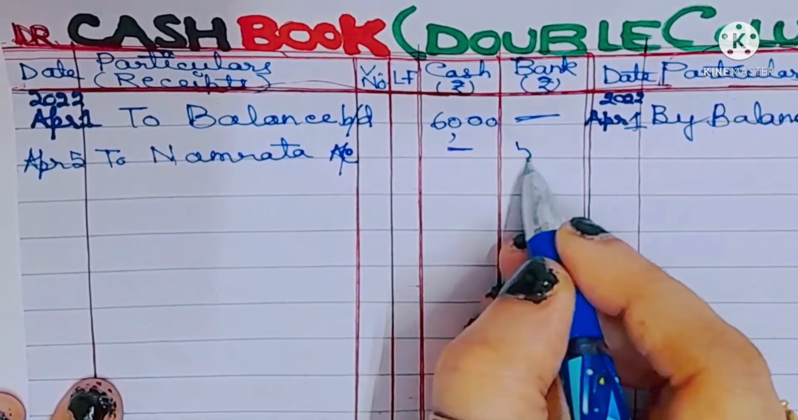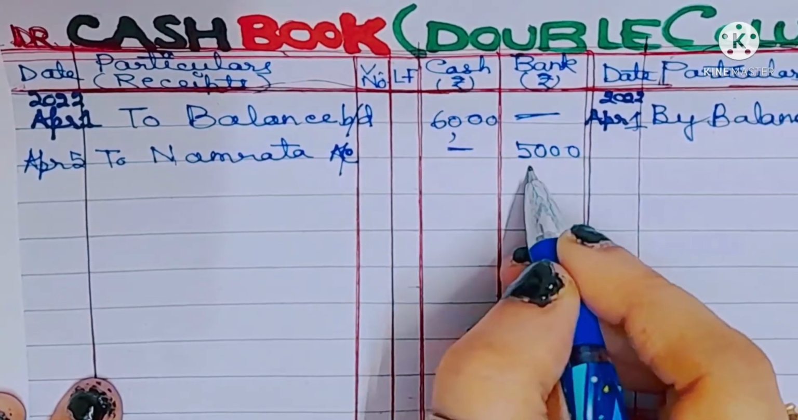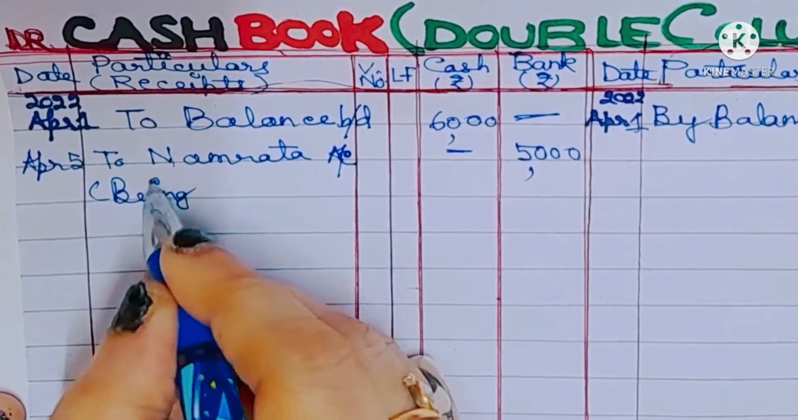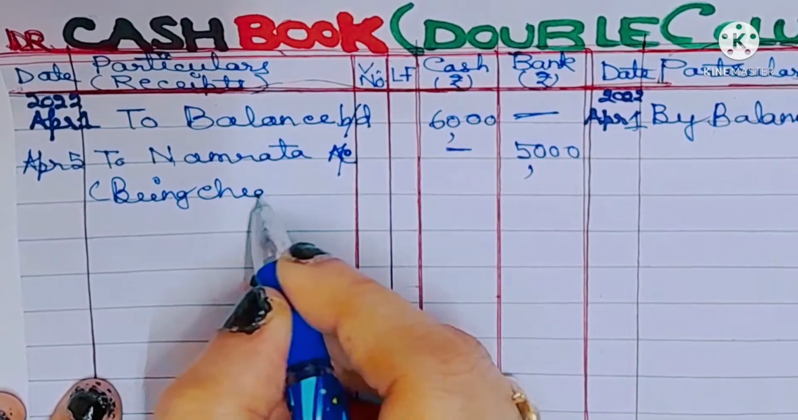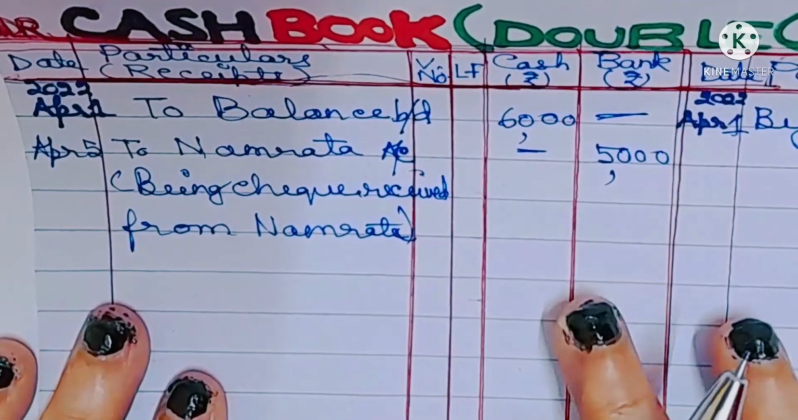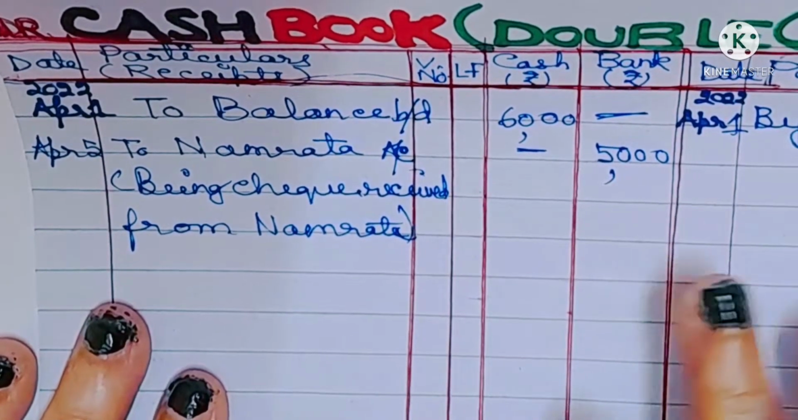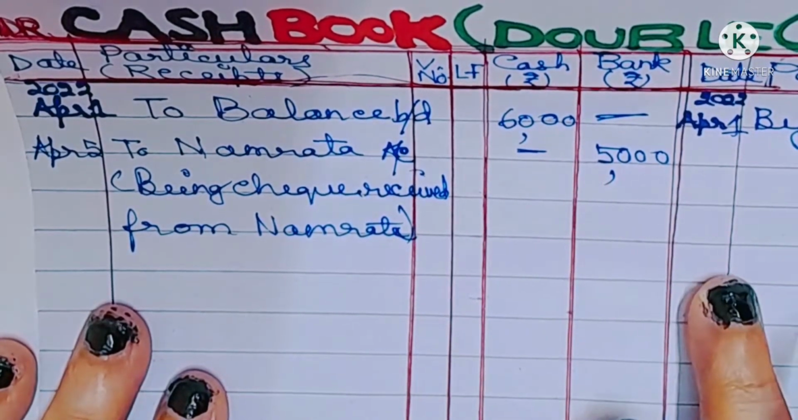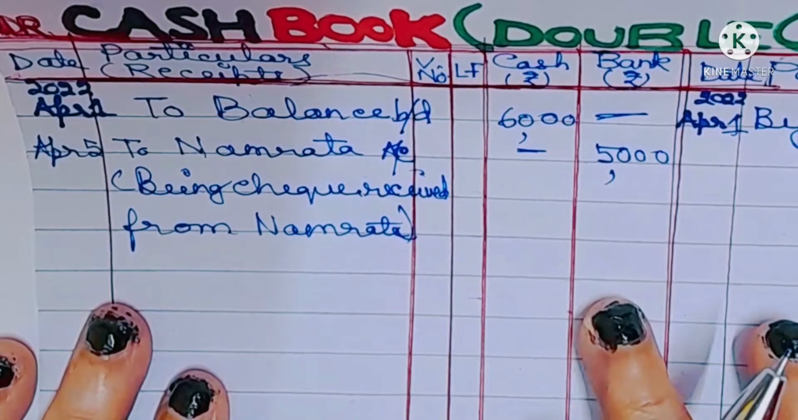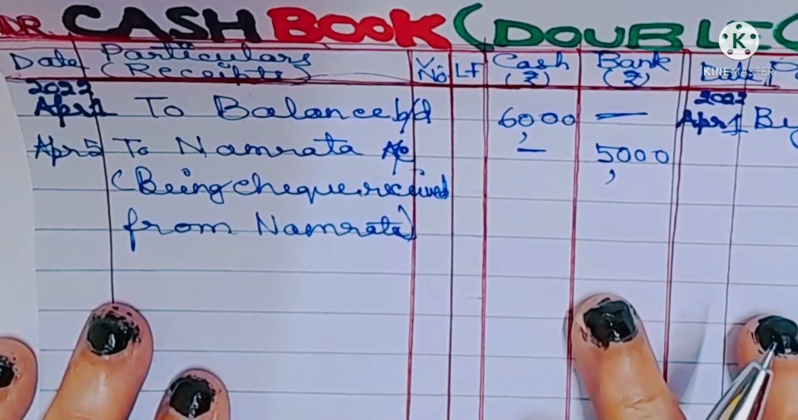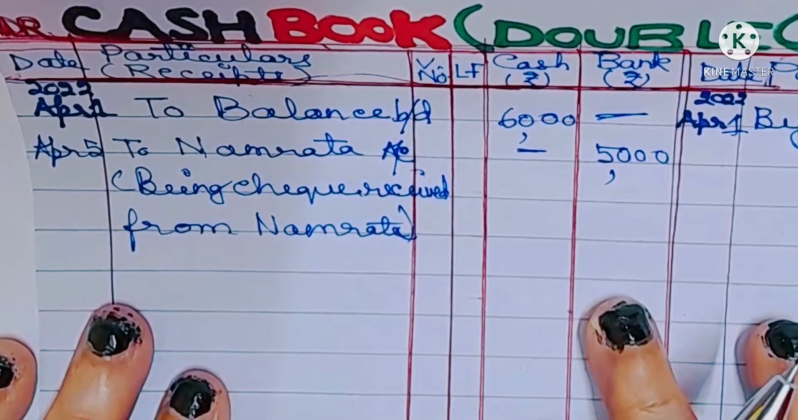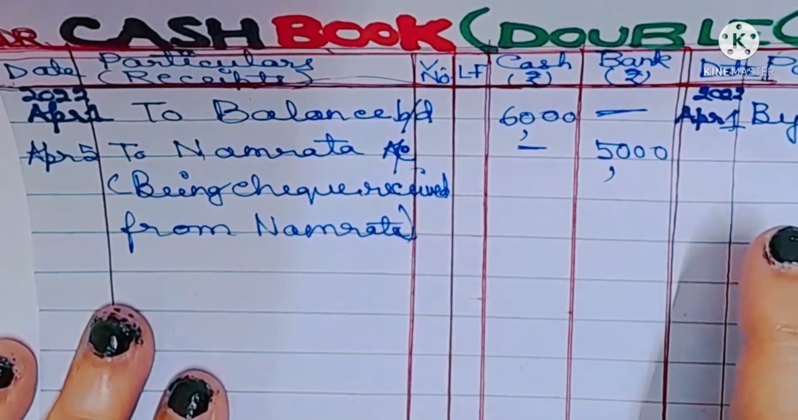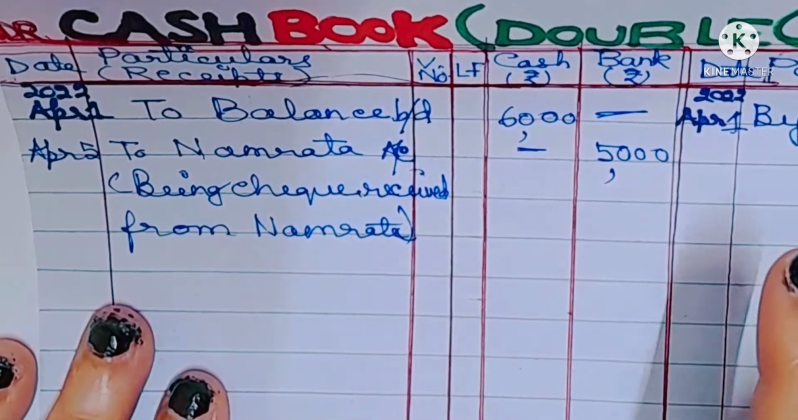5,000 in the bank column. Being check received from Namrata. And moreover, bank column represents bank account. So bank account comes under personal account. According to personal account, the receiver of the benefit is debit. Here, when check is received from Namrata, bank is the receiver of check. So 5,000 will be debited. Understood? Now let's see the next transaction.